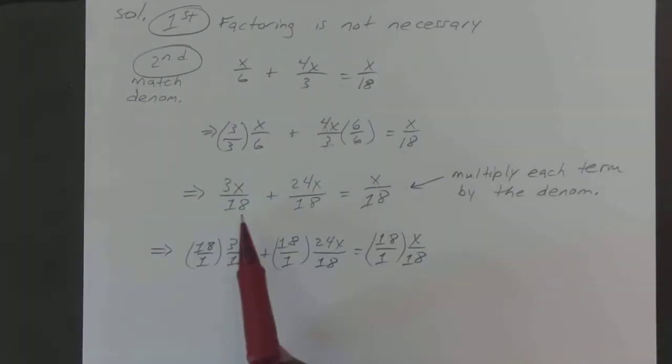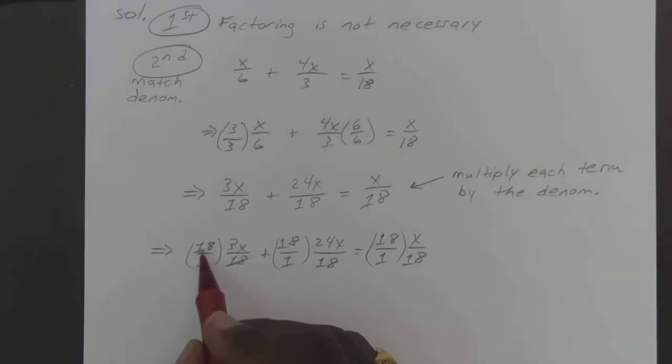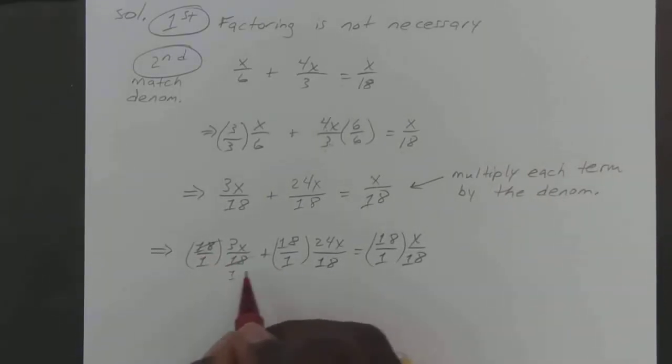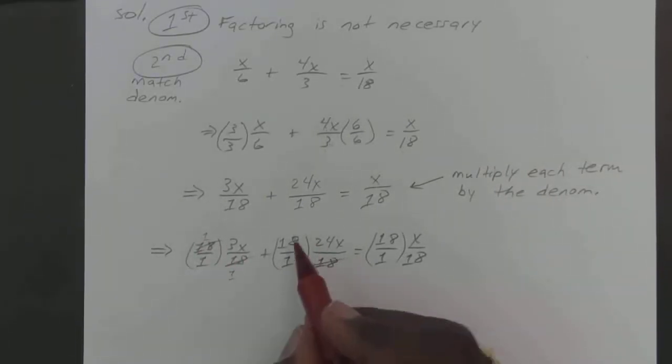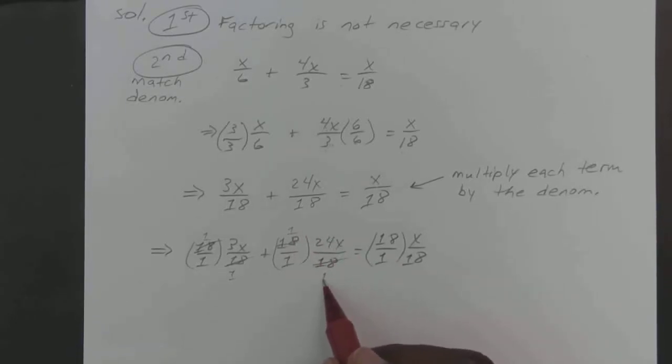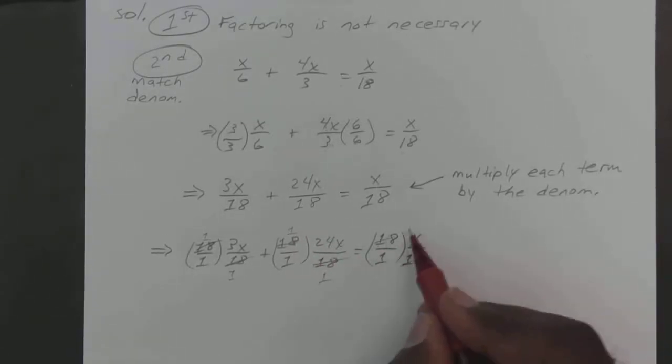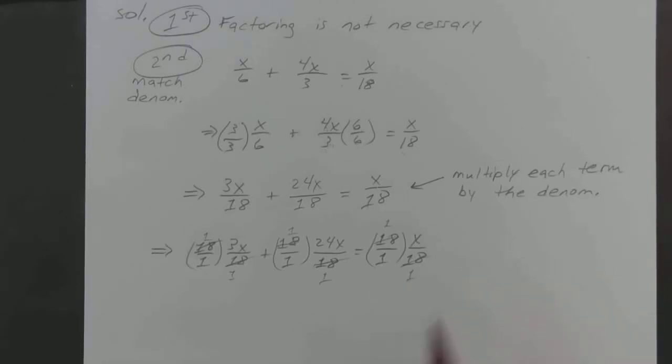Okay. Now really, once you have the same denominator on both sides of the equal sign, you can skip this step if you want to, but this is just showing you how it works. So this 18 will cancel with that 18. This 18 will cancel with that 18. And this 18 will cancel out with that 18. So really, after the second step, all fractions should disappear.